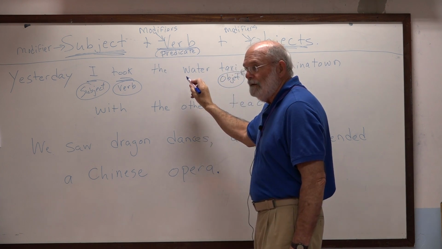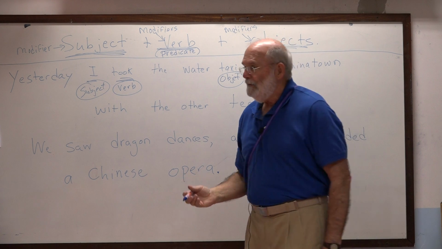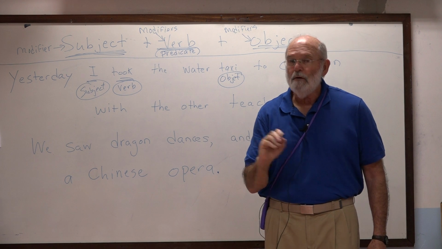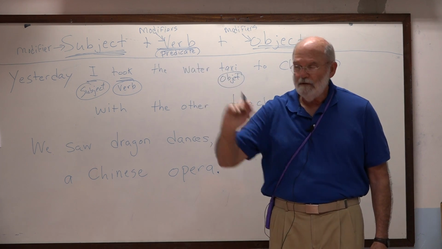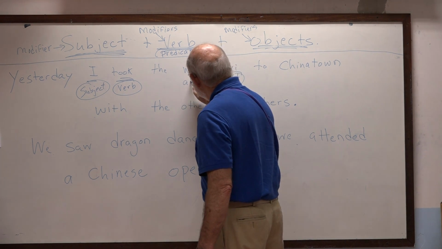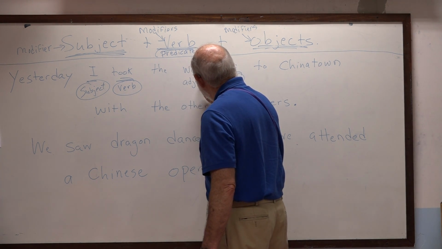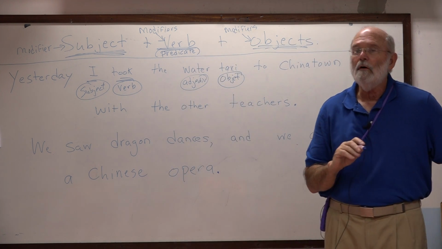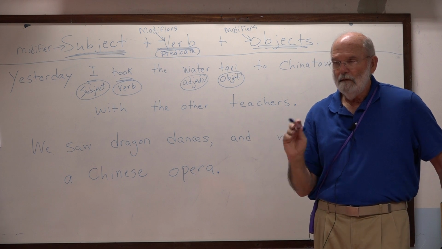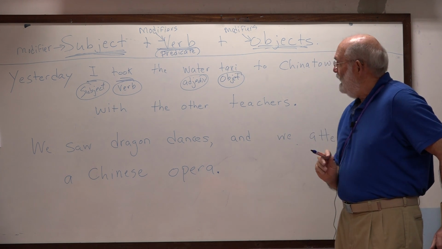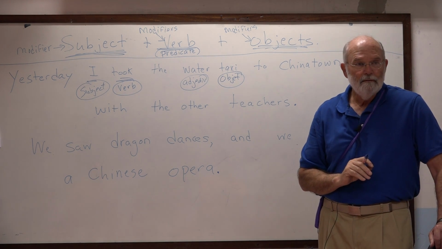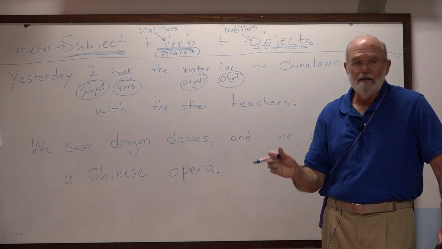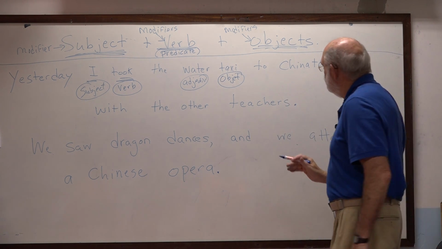Water is a modifier. It's what kind of taxi? I mean, I could have taken a taxi on the road, but by saying water taxi, I specified a different way of transportation. So this is an adjective. But notice the adjective came before the noun. I would not say, yesterday I took the taxi water. That would be wrong. We just don't say it that way. So the adjective comes before the noun.